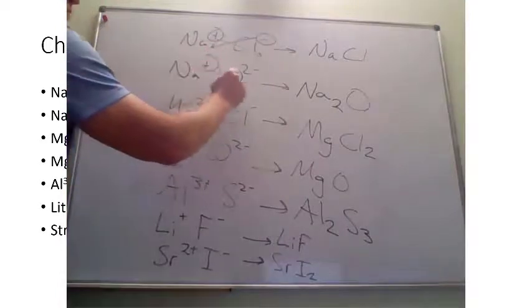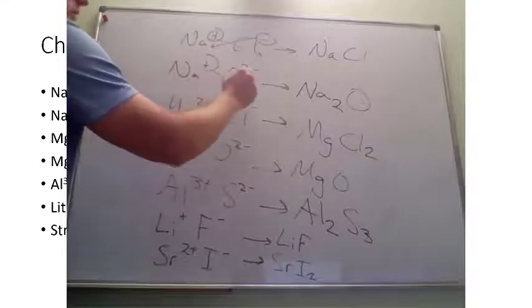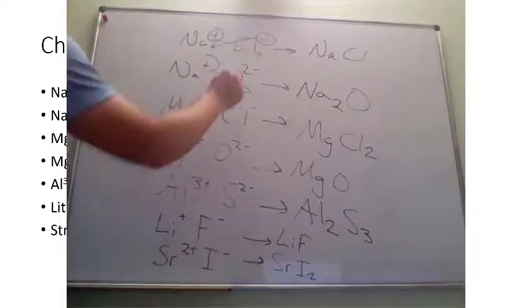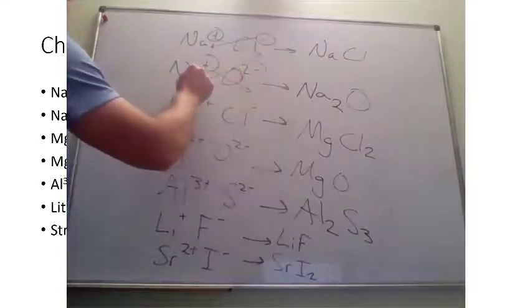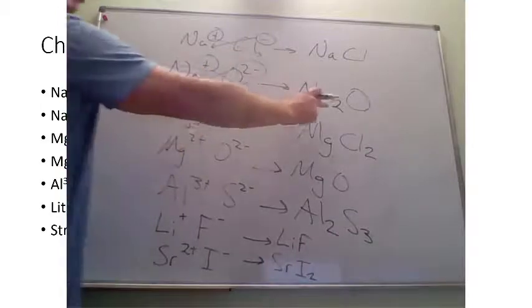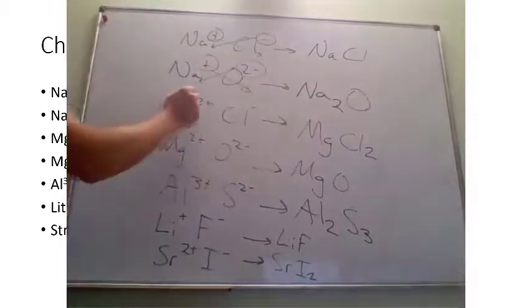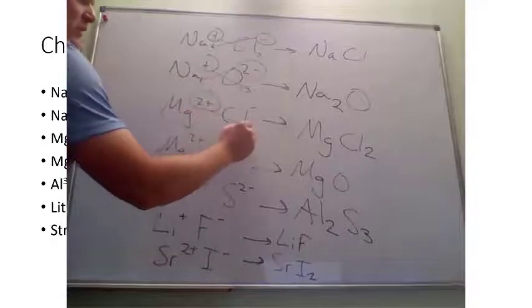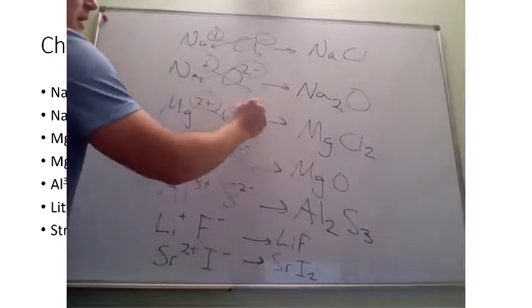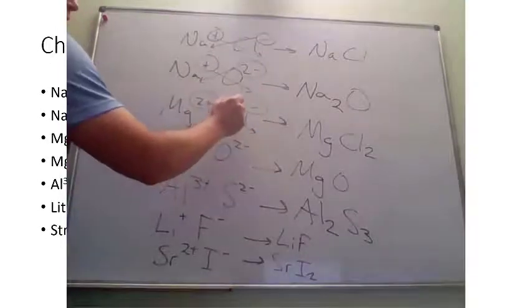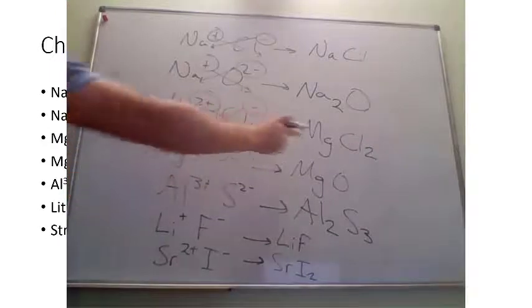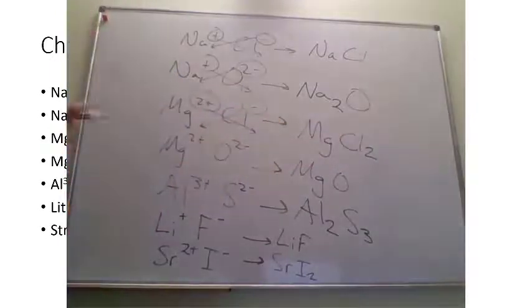For sodium and oxygen, the +1 goes down and tells you need one oxygen. The 2- means we need two sodiums. So Na2O. Magnesium 2+ turns into two chlorides. The -1 for the chloride tells us one magnesium. So one magnesium, two chlorides. Really nice shortcut.